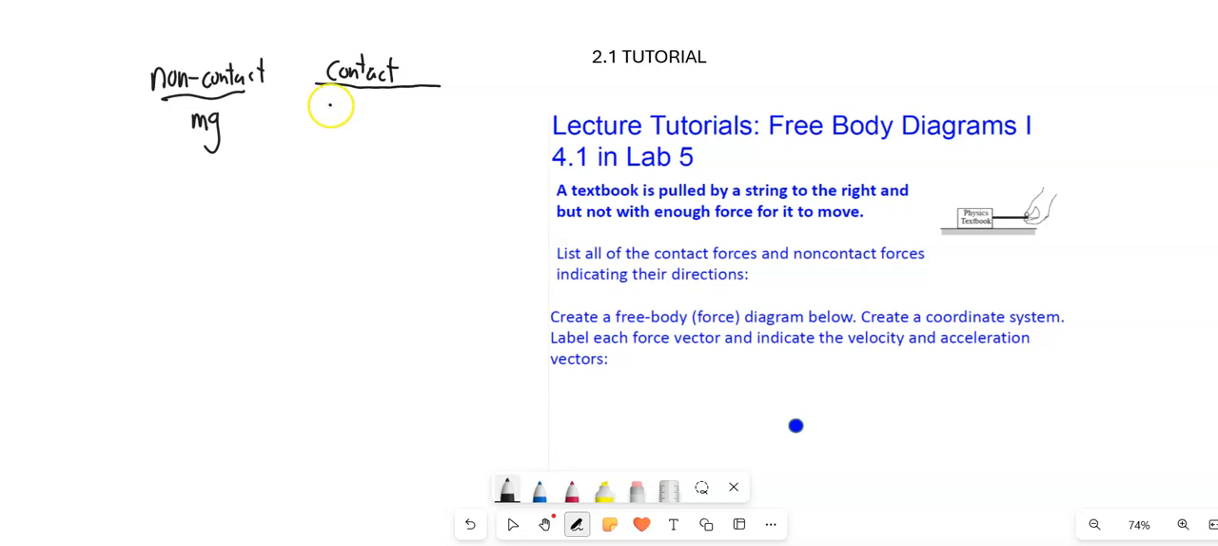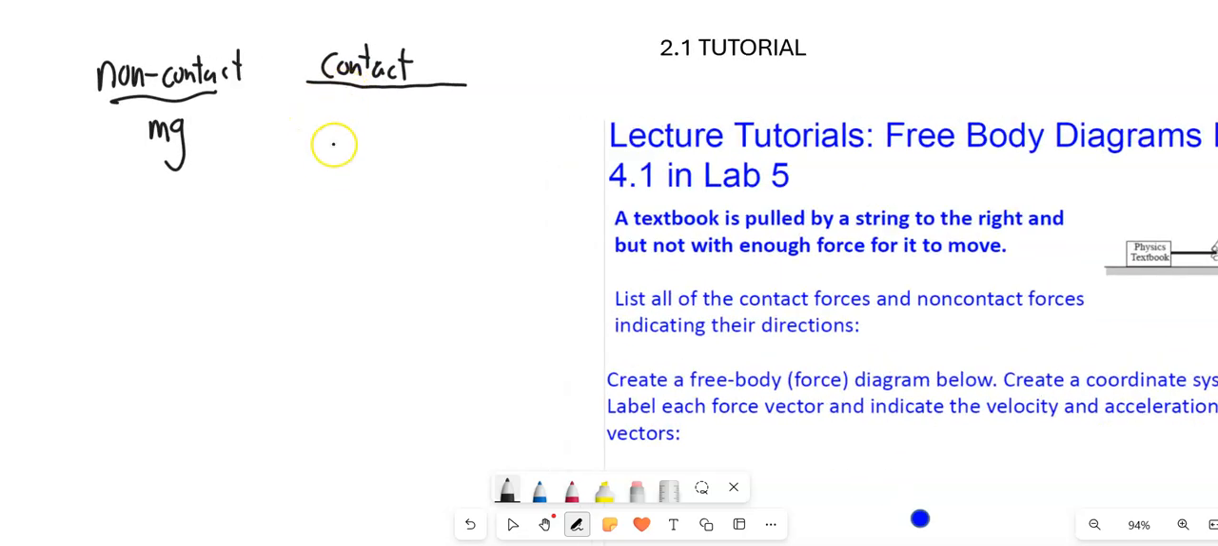Those forces are anything that is physically touching the object. They have to actually touch the object. Otherwise, it's a non-contact force, and the only non-contact force in this class we're dealing with is mg. Those contact forces are just a general force like a push or a pull.